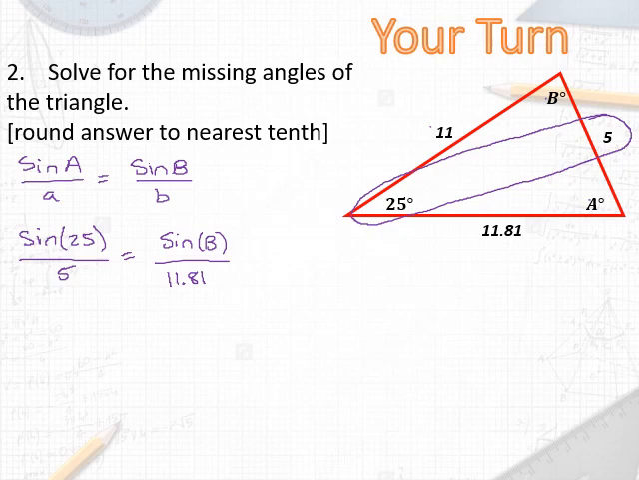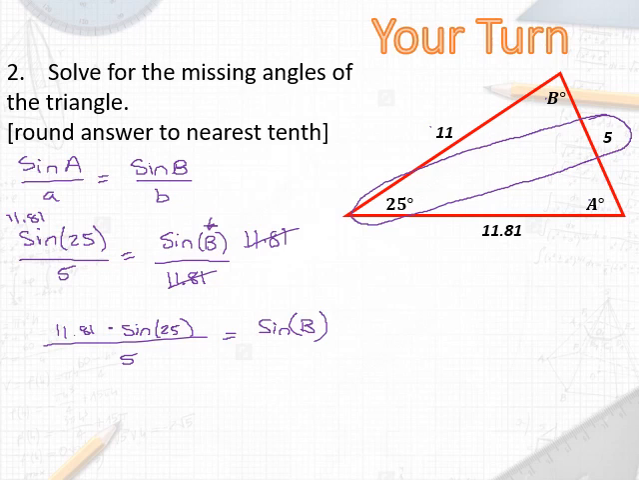All right, so to get sine B on its own, we eventually want to get B on its own. But to do that, we're going to have to get rid of the 11.81 and then the sine part. So multiply by 11.81 on both sides, that'll get rid of that. So we get 11.81 on the left as well. So that means we're going to have 11.81 times sine of 25 all over 5 is equal to sine B.